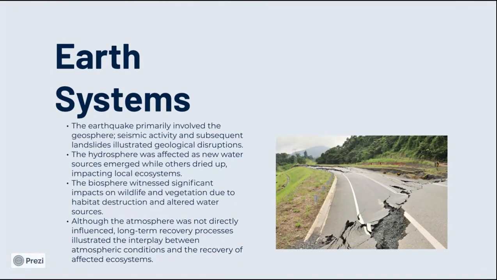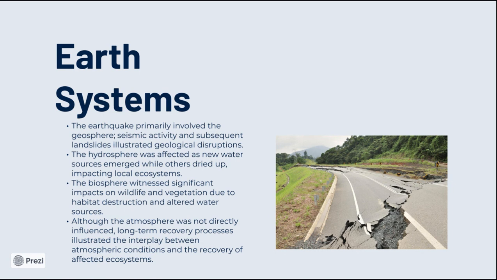Earth systems. Some Earth systems that were affected by this earthquake are the geosphere, hydrosphere, biosphere, and the atmosphere. The earthquake affected the geosphere by creating landslides.